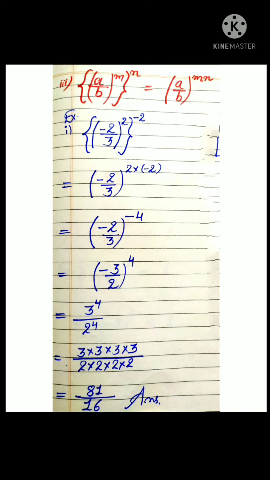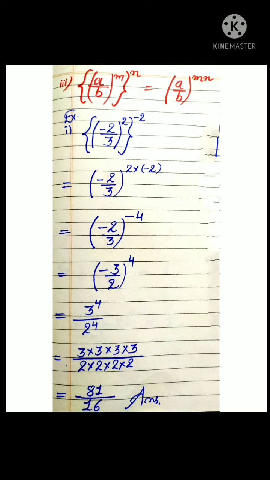Again it is having a power whole power minus 2. There is a power of powers, then this power will be in multiply. So you will get minus 2 upon 3 to the whole power 2 into minus 2. When you multiply this, you will get minus 2 upon 3 to the whole power minus 4.